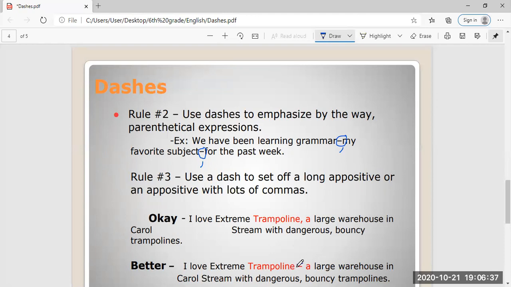So why did we only put the dash here? We didn't put it here. Why? Excellent. Because there is no emphasis. The only emphasis is here.